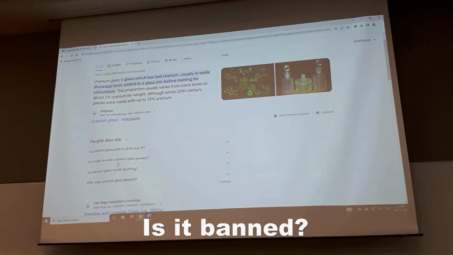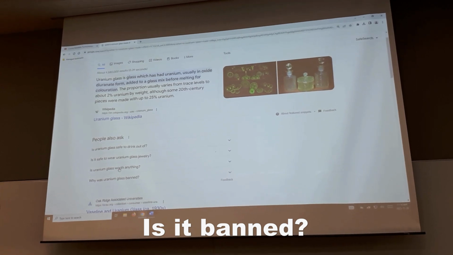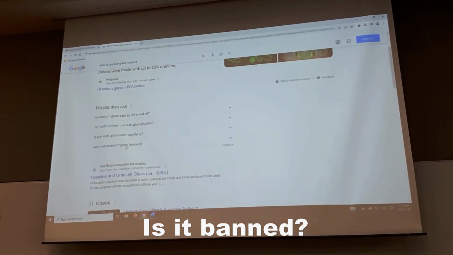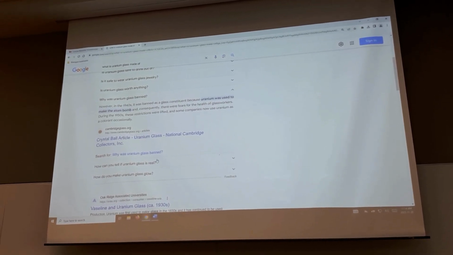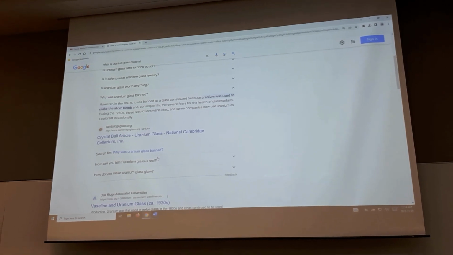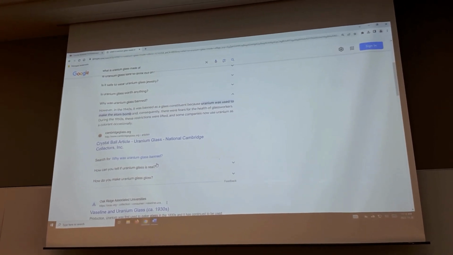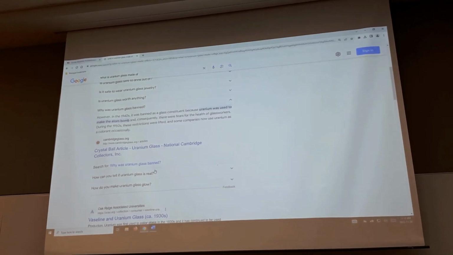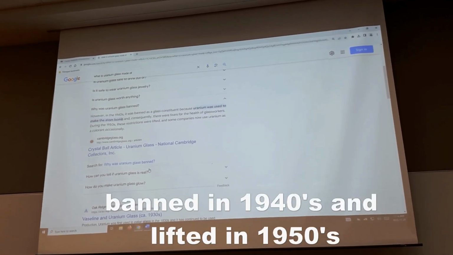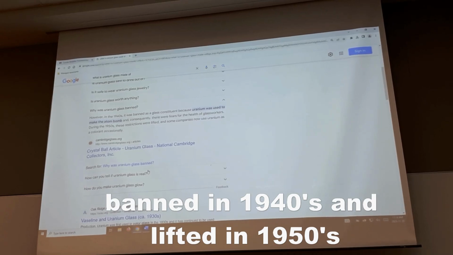So let's see down here. Uranium glass, safe for drinking. Is it banned? All right, let's go with that. Is it banned? However, in the 1940s, it was banned as a glass constituent because uranium was used to make the atom bomb, and consequently there were fears for the health of glass workers. During the 1950s, these restrictions were lifted. Hooray! That's the reason I'm able to buy them now.